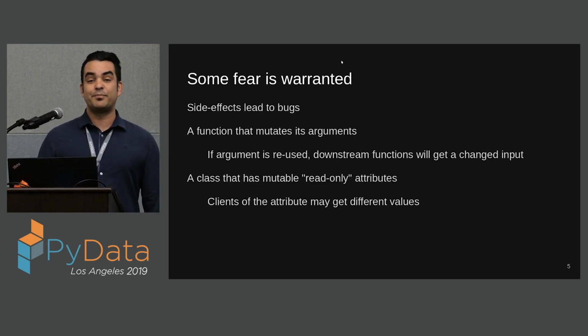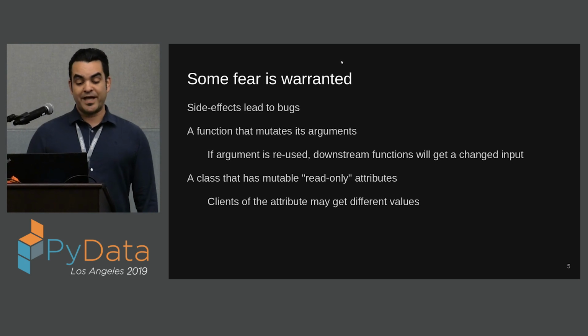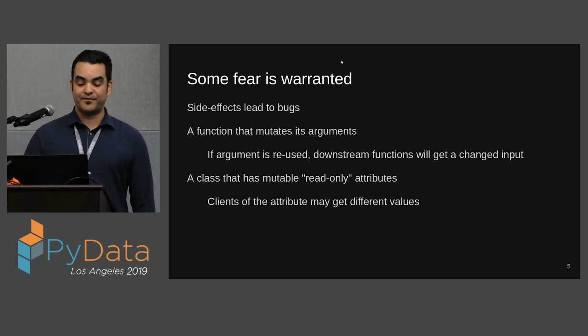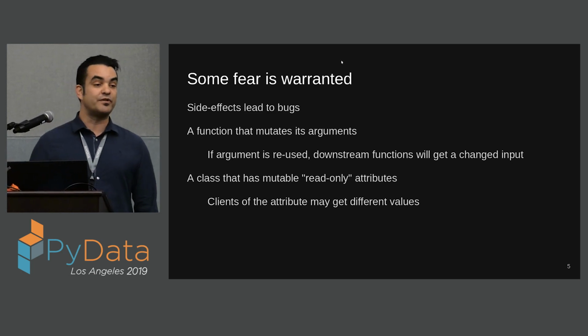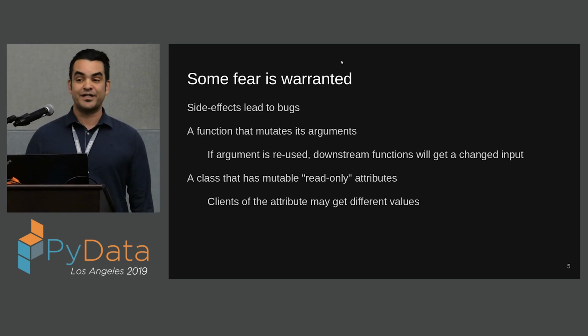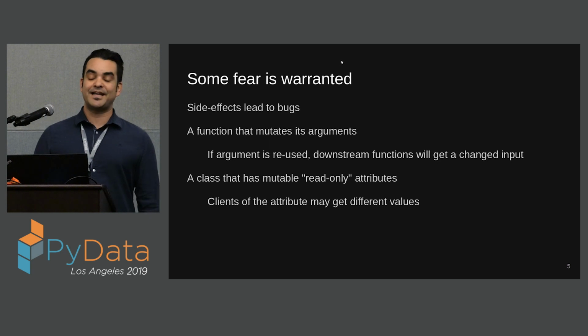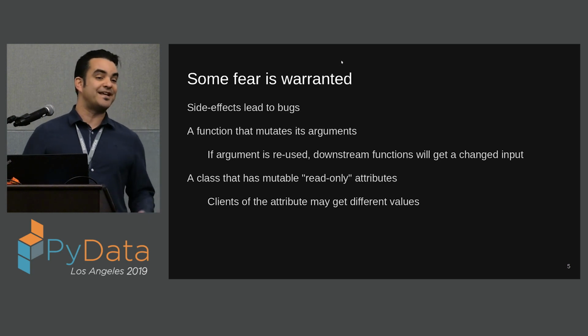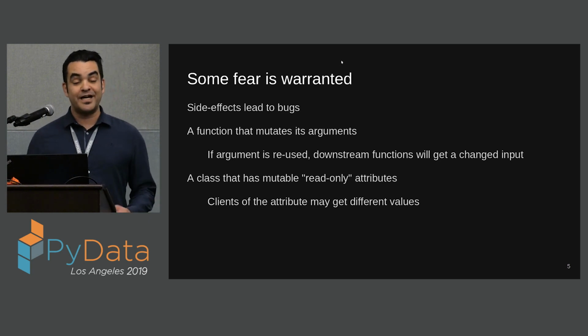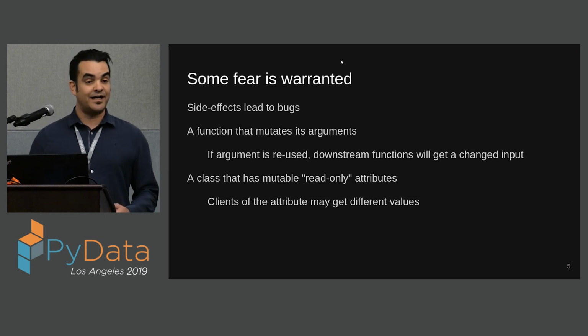Side effects lead to bugs. It is well known that, for example, a function that mutates its arguments can lead to some very bad behaviors. If the argument is reused downstream, functions will get a changed result. A class that has mutable attributes that were intended to be read-only, if a client mutates those attributes, different clients are going to get different results, and that can cause really hard to understand bugs.